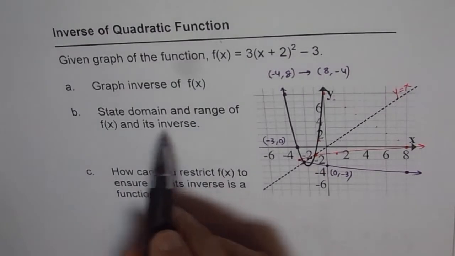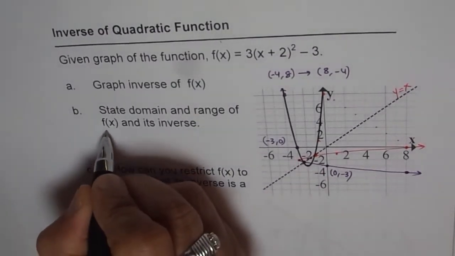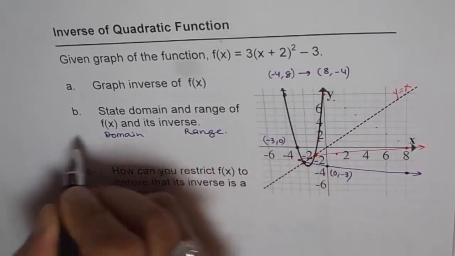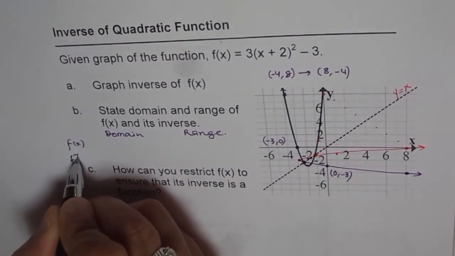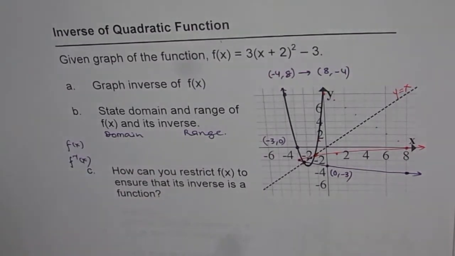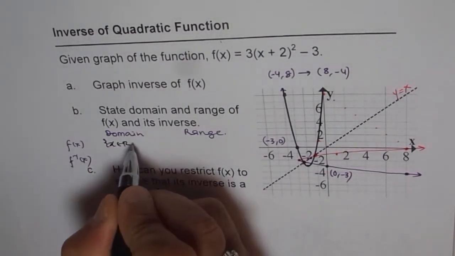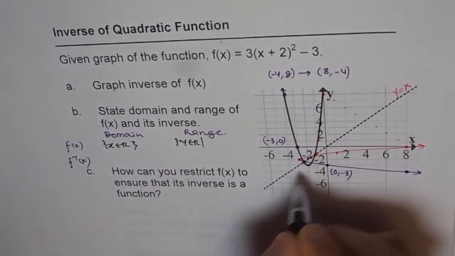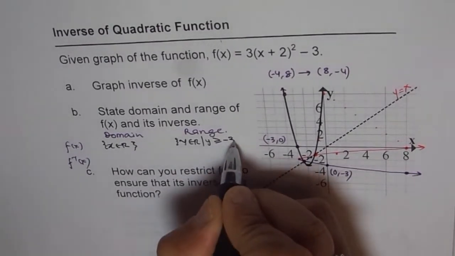Domain and range of f of x and its inverse. Let's write the domain and range of f of x first, and then f inverse x. Let me use different ink for both. Now for the first one, f of x, the domain is x belongs to real numbers, right? And the range is y belongs to real numbers, but it is greater than or equal to this value, which is -3.